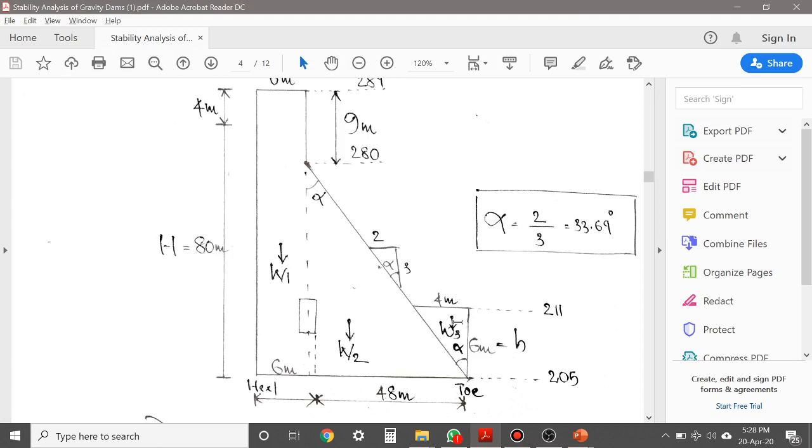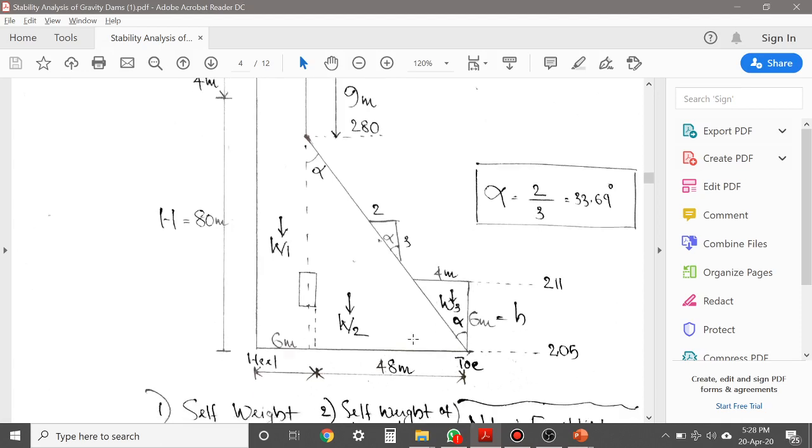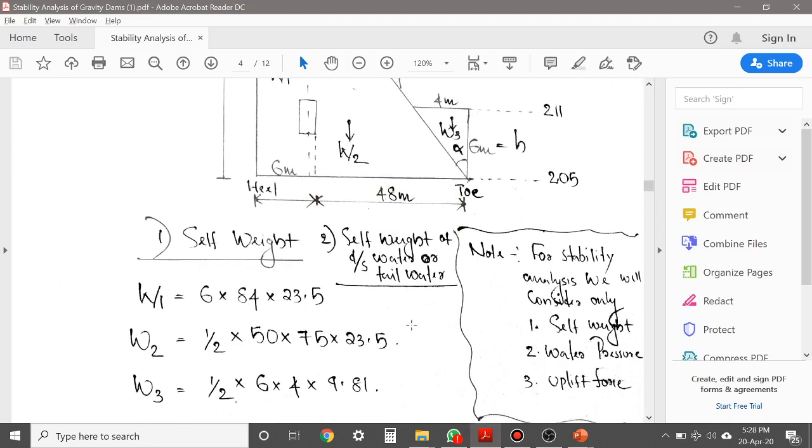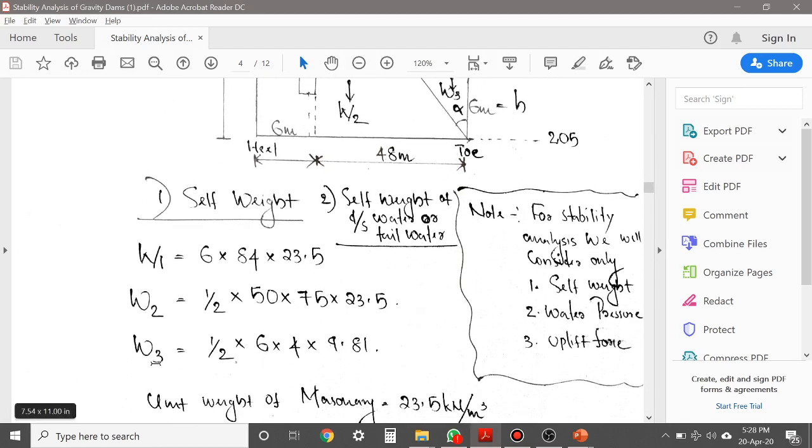So the tailwater force, the self weight of the tailwater, will be this triangular portion. So that will be half into 4 into 6 into, see, you are finding the self weight of water. So you have to multiply area into unit weight of water. That is why for finding W3, the equation is half into 6 into 4 into 9.81.